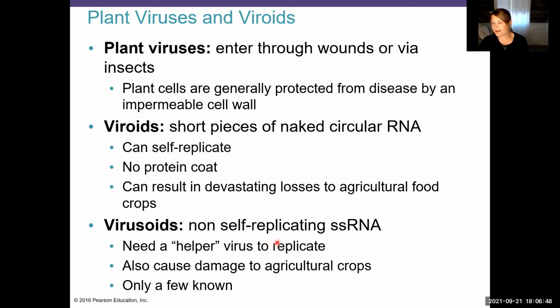So it's probably lacking some kind of enzyme to replicate on its own. So it needs a helper virus to do that. Okay, so that's the difference. It's not very common, but the ones that are out there can be equally damaging to crops. Okay, so viroids and virusoids are similar. They're RNA, but virusoids need a helper virus to replicate.